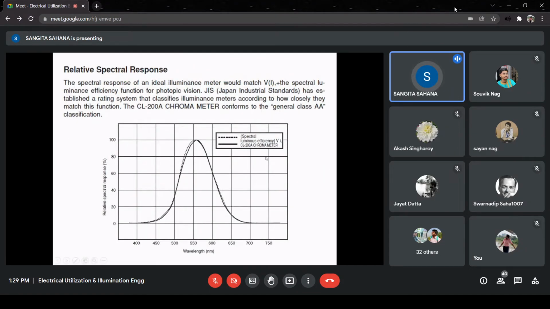So this is an example. If you have seen the chroma meter at our lab, this solid line is the response of the chroma meter. The dotted line is for the CIE V lambda curve. So these are almost the same. That means we have replaced our eye by this CL-200A chroma meter sensor.